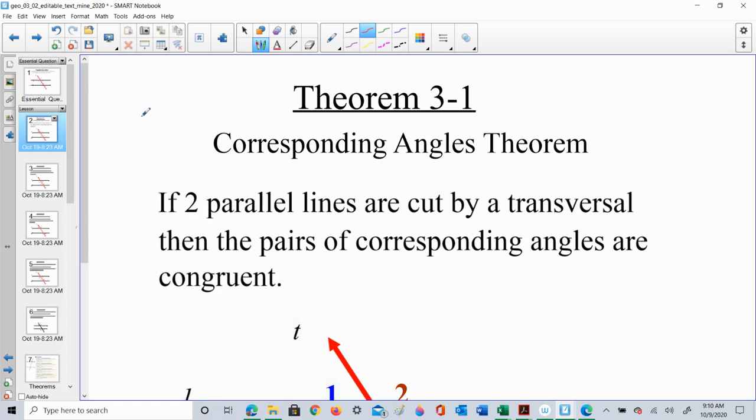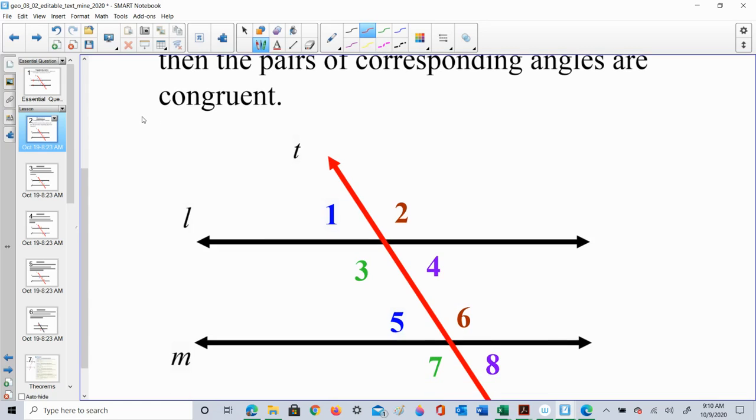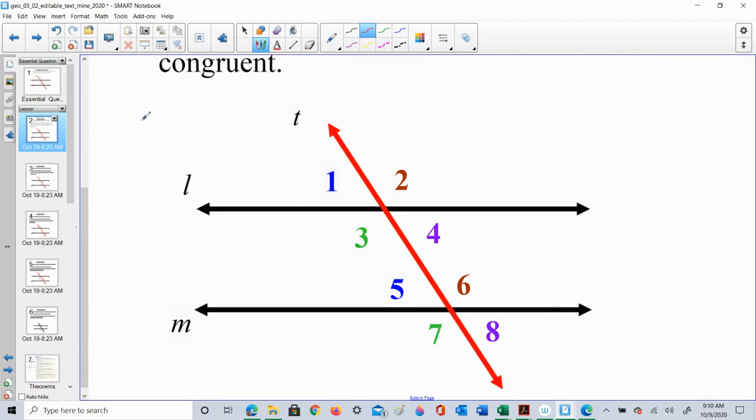Theorem 3.1, the corresponding angles theorem. If two parallel lines are cut by a transversal, then the pairs of corresponding angles are congruent. Corresponding angles. That's going to involve all 8 of these angles. I color coded them so we can take a look at this. So where are the corresponding angles here?